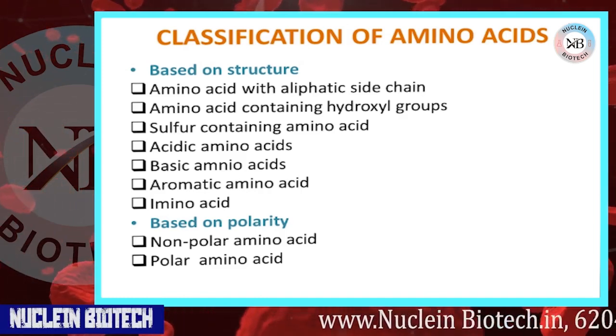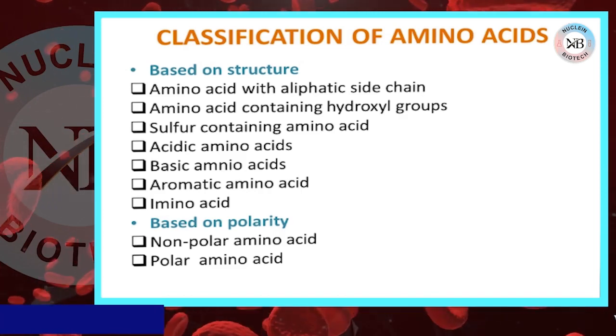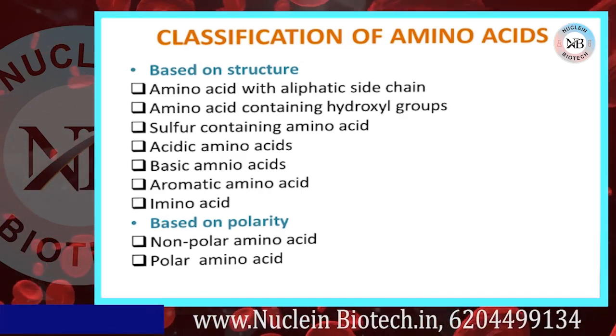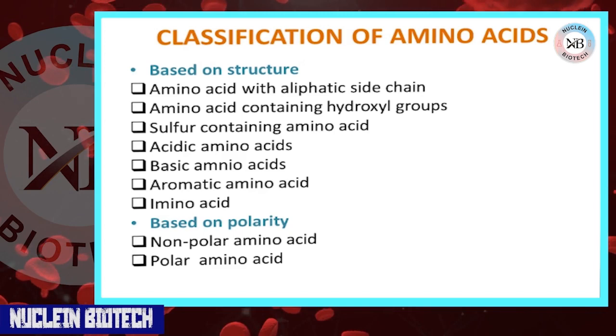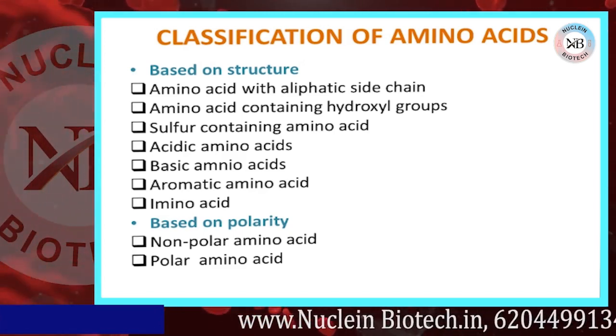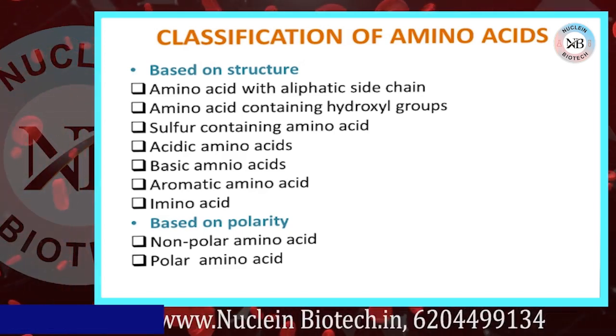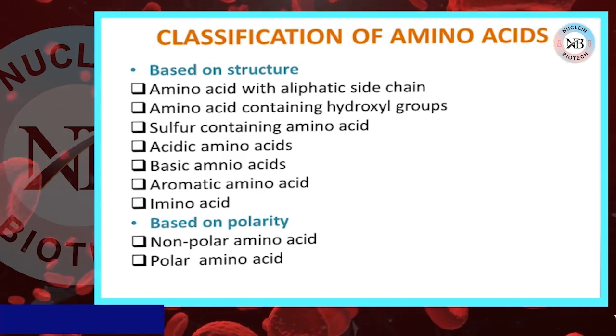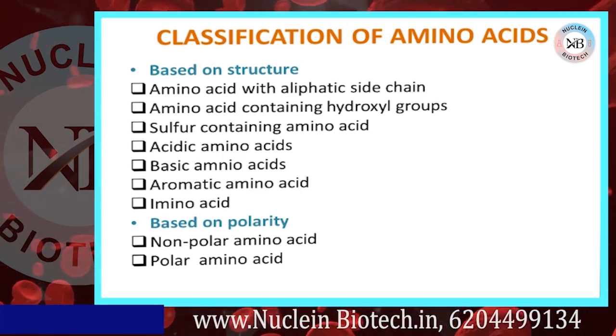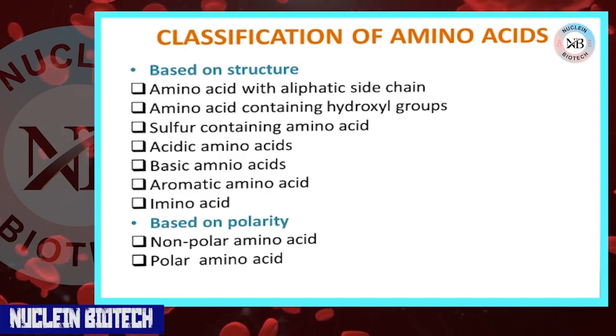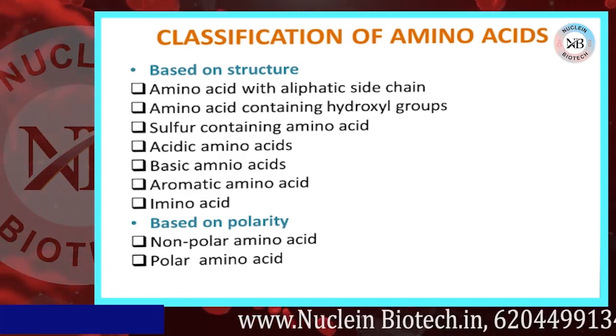Now polar amino acid is further divided into two: polar amino acid with positive R group. Some of the examples are arginine, lysine and histidine. Again, polar amino acid with negative R group. Examples are aspartic and glutamic acid.